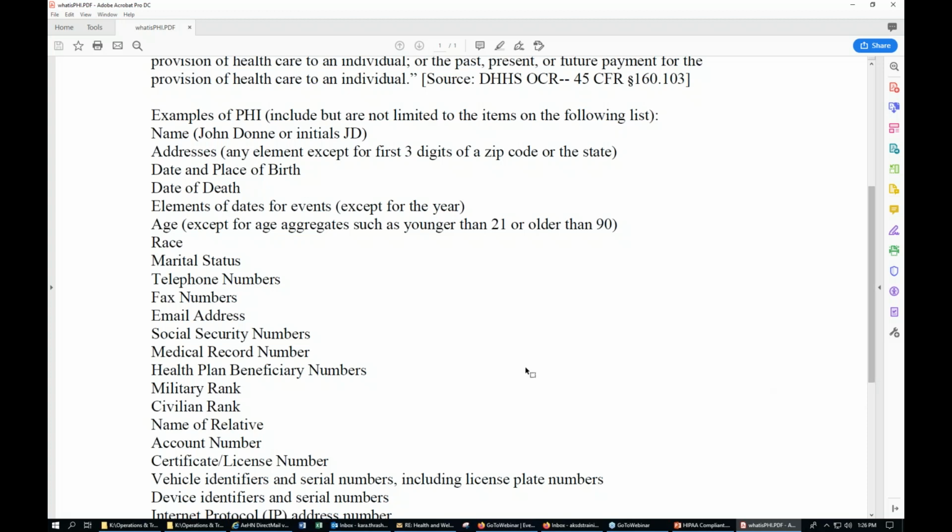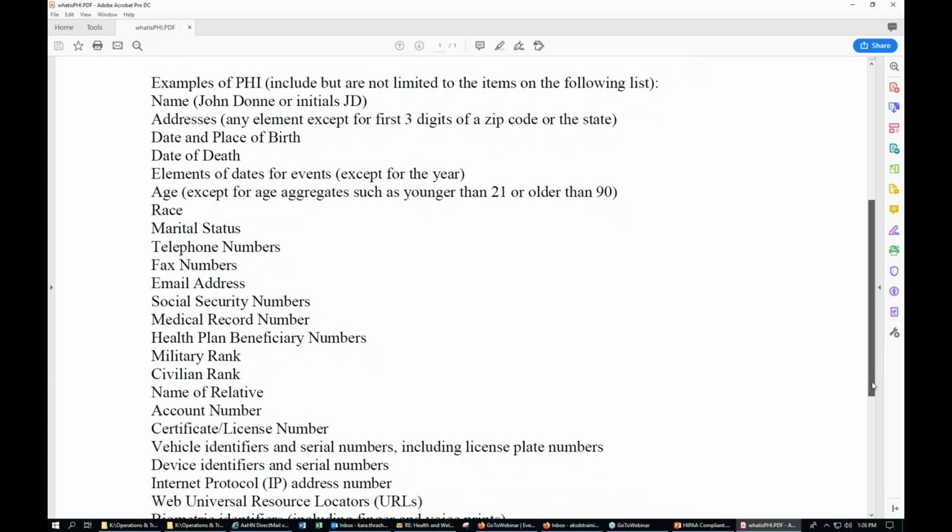So this is your list. Name, address, everything except for the first 3 digits of the zip code or just the state they live in. Date and place of birth, date of death, elements of dates except for the year, age except for general categories like those under 21 or people older than 90.